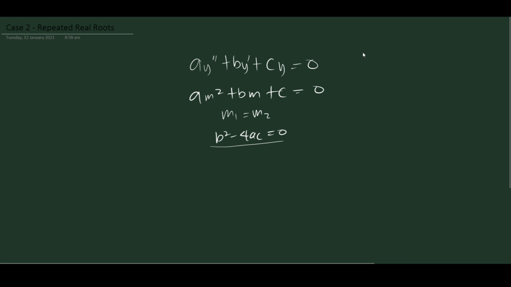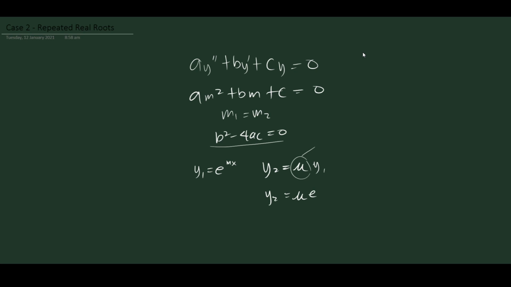Okay, so let's start applying the reduction of order method. So we already have y1, which is e raised to mx, right? We know that this is the form of our solution. So in order to find y2, we know that y2 is mu multiplied by y1, right? Where mu is a function, because y2 and y1 are linearly independent. Okay, so let's rewrite y2. y2 is equal to mu multiplied by e raised to mx.